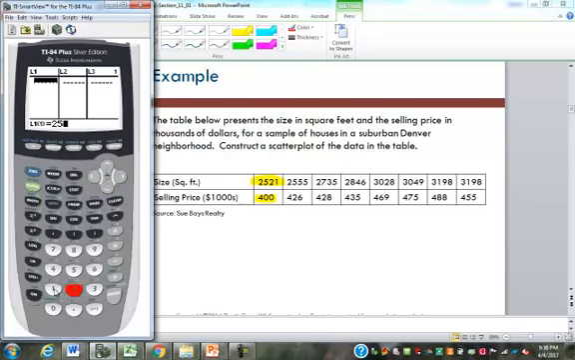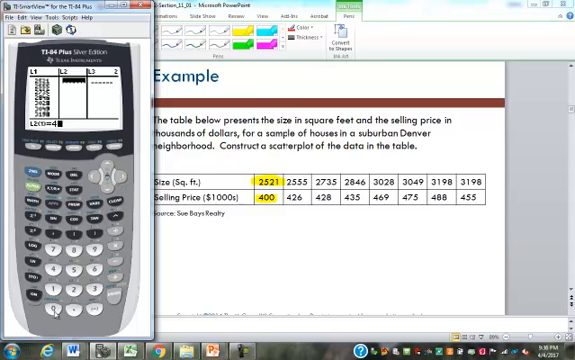So 2521, 2555, 2735, 2846, 3028, 3049, 3198, and 3198. So those two are the same size.